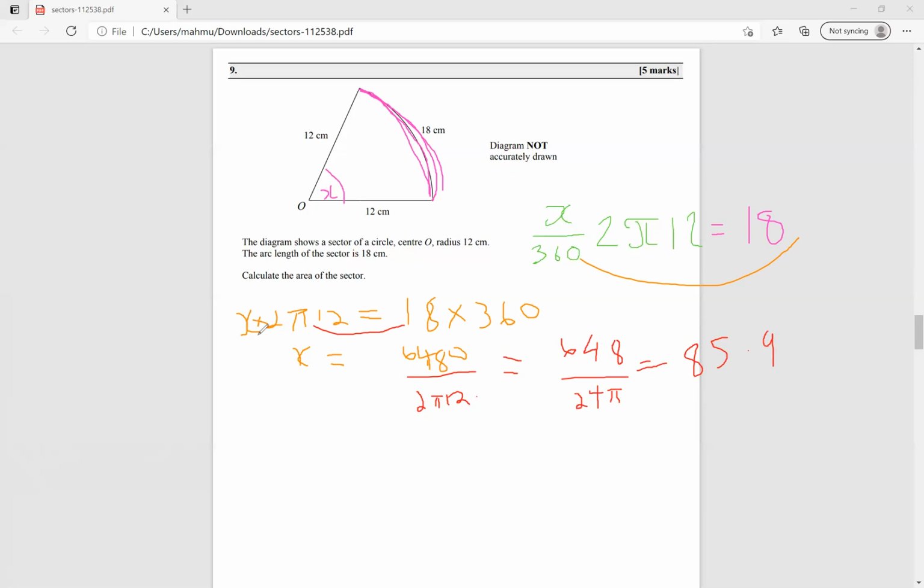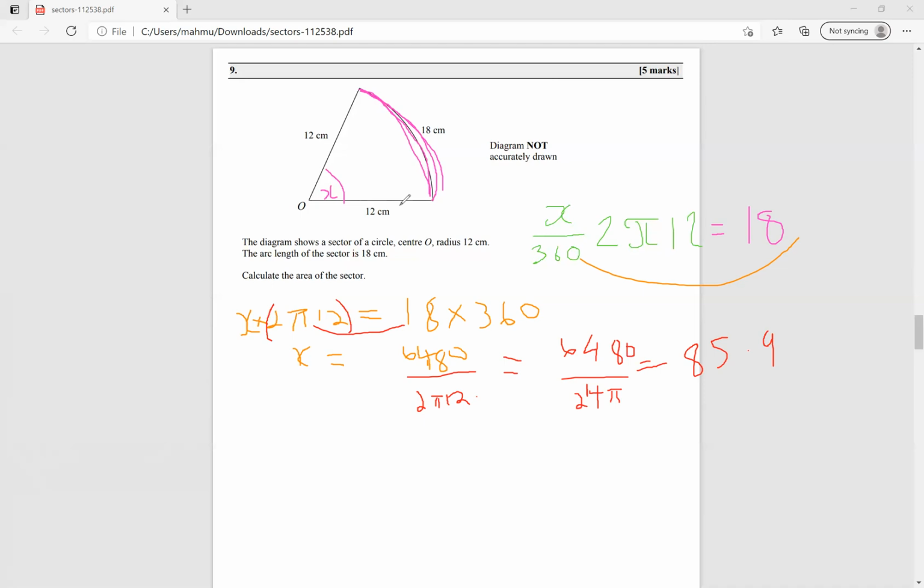I'm not straight away writing x equals. I'm showing them how I'm doing it. So I've done this first, I've got the answer, then I'm showing I'm taking this. Look, this part at the moment is timesing with x. If I take it to the other side, it becomes a divide. So now I do 6,480 divided by 24 pi, because 2 times 12 is 24, pi is left. So now my angle x is 85.9, right? Now, using 85.9, I could work out the area of this whole thing.